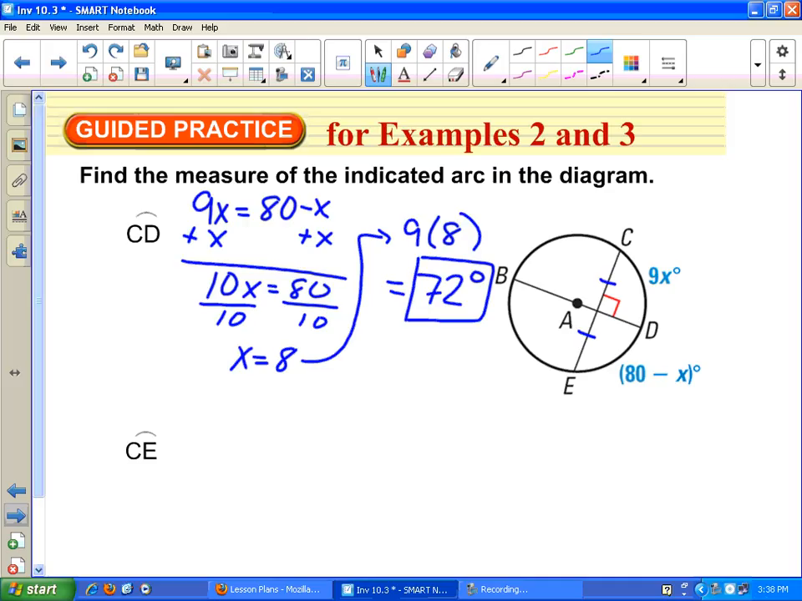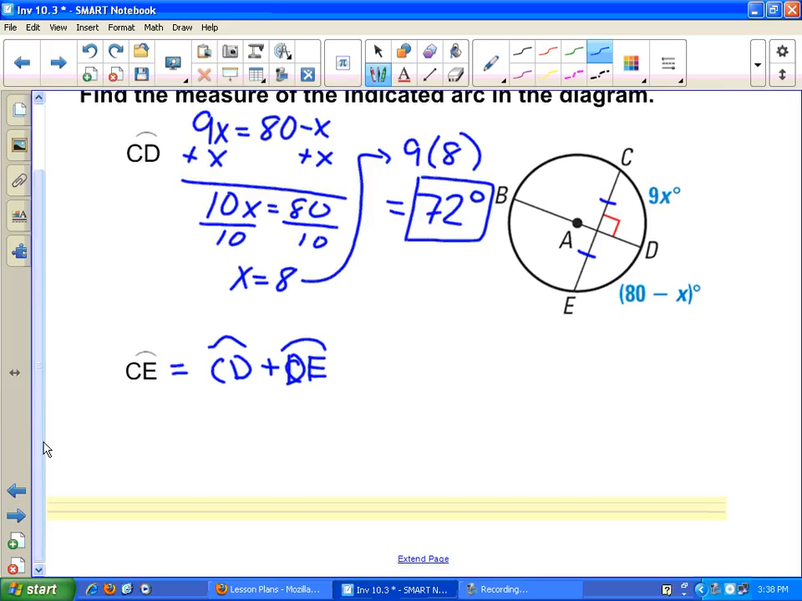Now they want us to find CE. Well, CE is equal to CD plus DE. And we know that CD and DE are the same measurement because of the theorem, 10.3, I believe it was. So we're able to go 72 degrees plus 72 degrees, which is 144 degrees.